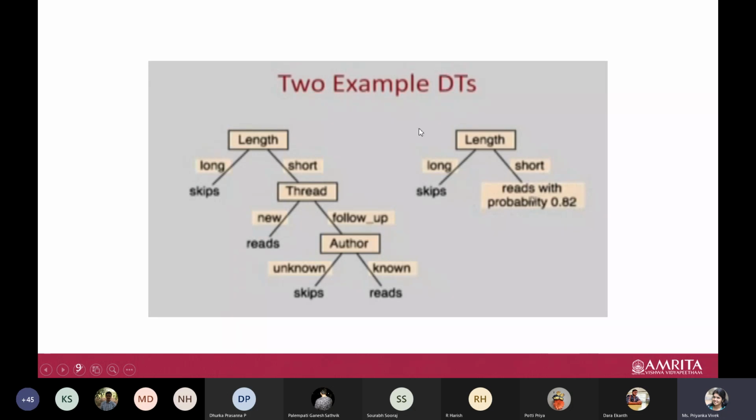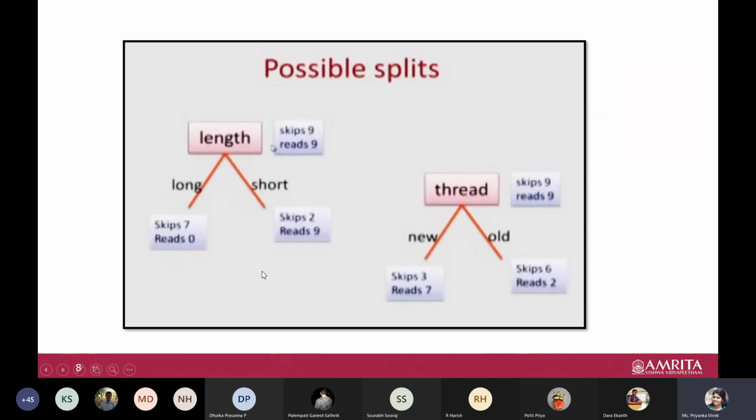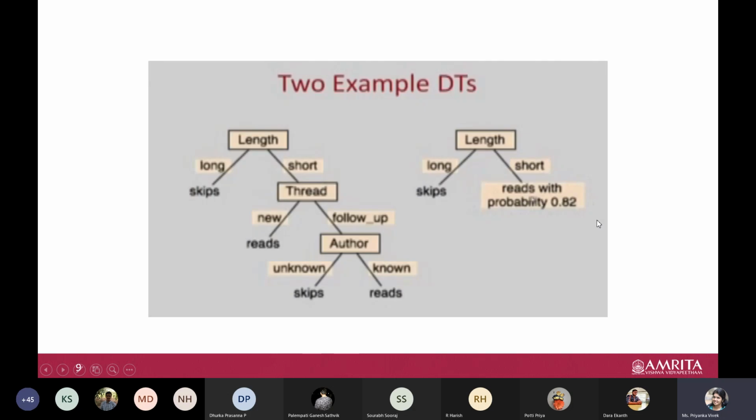Here we have some kind of error, but there will be some threshold. It is not that, for example, if we have 5 skips and 5 reads, we just put 0.5 and say reads with probability 0.5. Not like that. The probability should be above some cutoff, and only then can we stop. Okay, I hope this is clear.